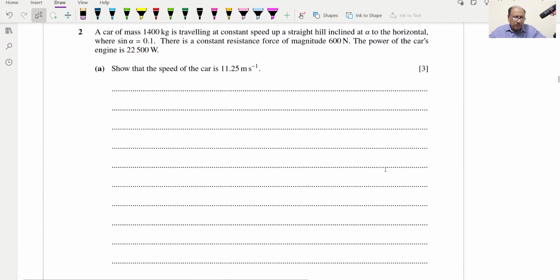Now we can move to question number 2. Question number 2 says a car of mass 1400 kg is traveling at constant speed up a straight hill inclined at an angle of alpha to the horizontal, where sine alpha is equal to 0.1. There is a constant resistance force of magnitude 600 Newton. The power of the car's engine is 22,500 watt. Part A: show that the speed of the car is 11.25 meter per second.